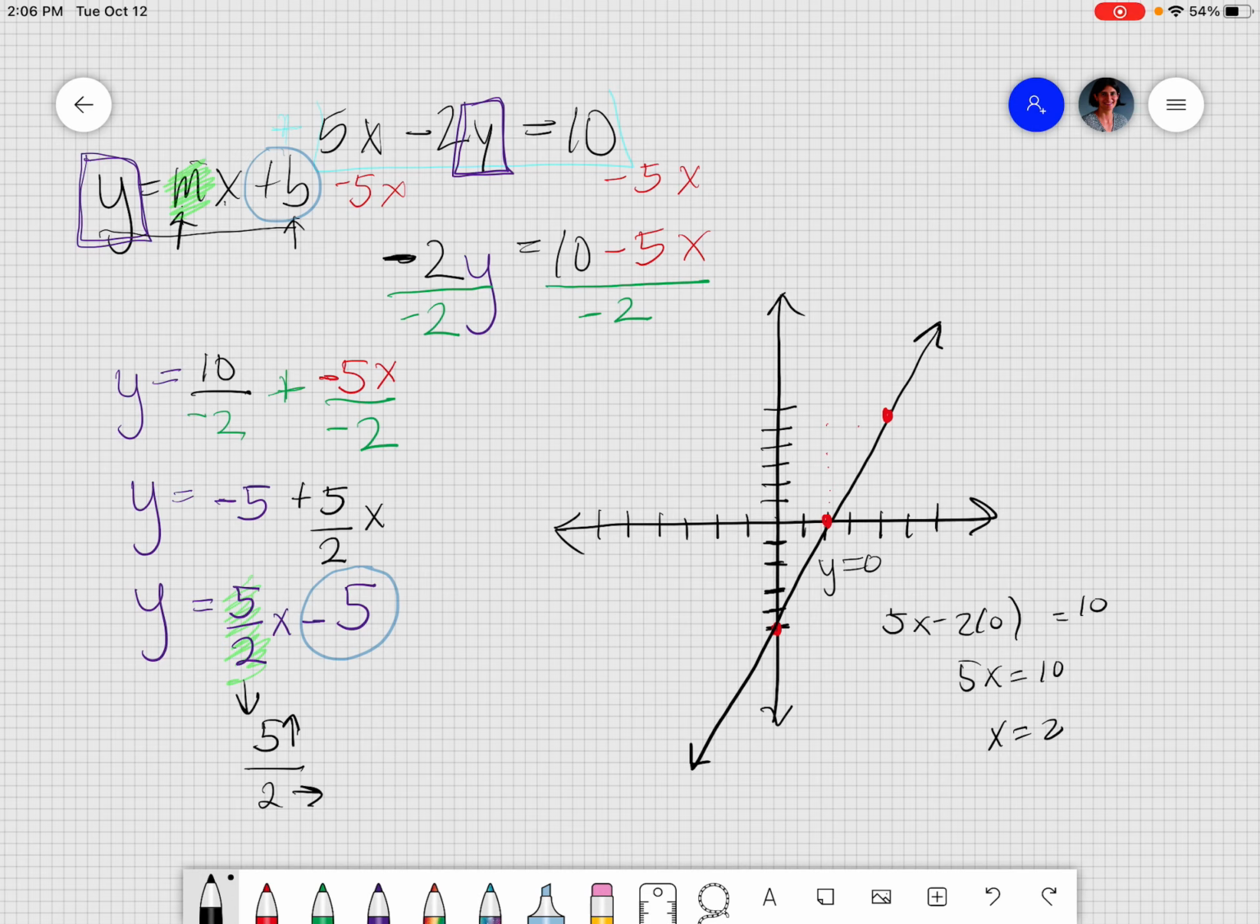So let's go through the steps. Got to remember what slope-intercept form is: y equals mx plus b. Say it to yourself over and over again. Next part, got to isolate y. How do I get everything away from the y? I move over the 5x, and divide everything by negative 2. Remember, I'm dividing everything by negative 2. Then I go through simplifying until I find b, and I find m, and I have my graph.